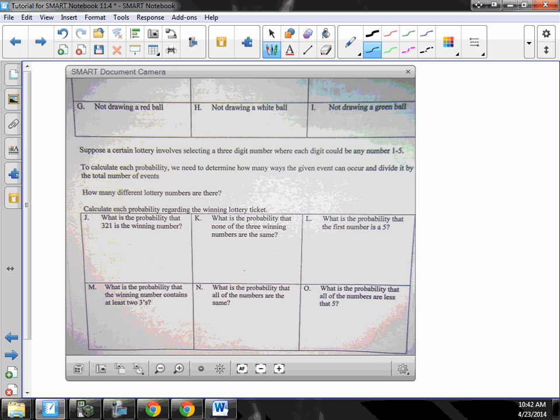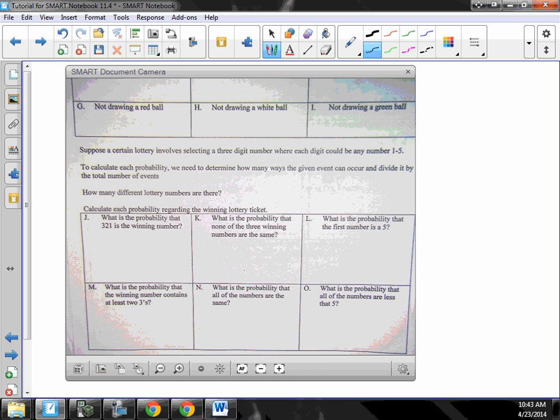Suppose a certain lottery involves selecting a 3-digit number, where each of the digits could be any number 1 through 5. To calculate each probability, we need to determine how many ways the given event can occur and divide it by the total number of events. So if I have a 3-digit lottery number, you just pick any 3-digit number, and then you see if the winning number is also the same thing. Then how am I going to calculate how many numbers there are? Is that a combination or a permutation?